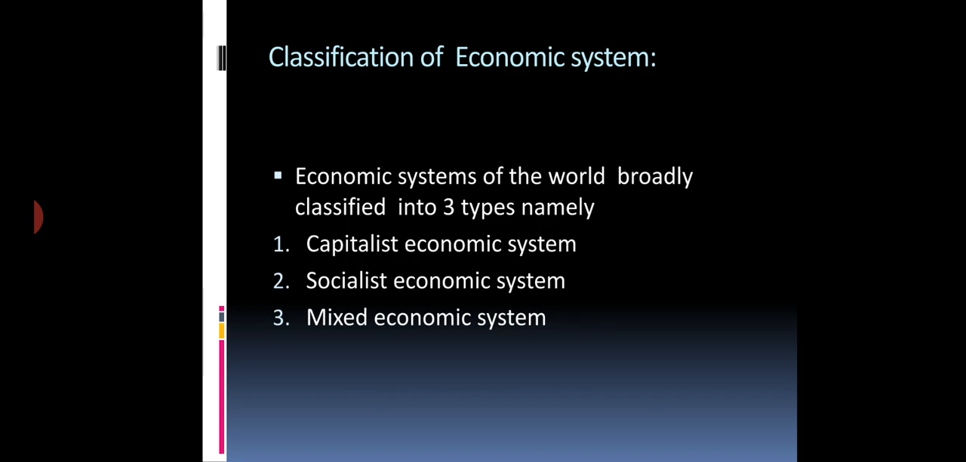The third one is the mixed economic system, where the means of production are owned and managed by both government and private individuals. The main motto or objective of this system is both social welfare and profit. The best examples for this economic system are India and England.